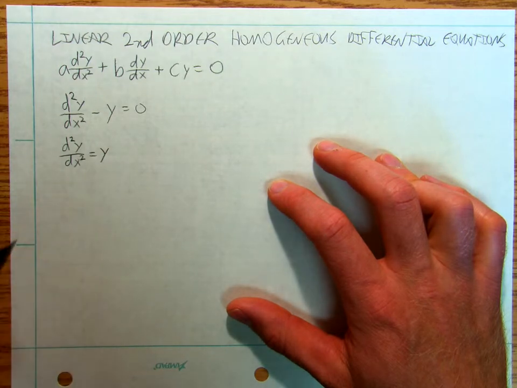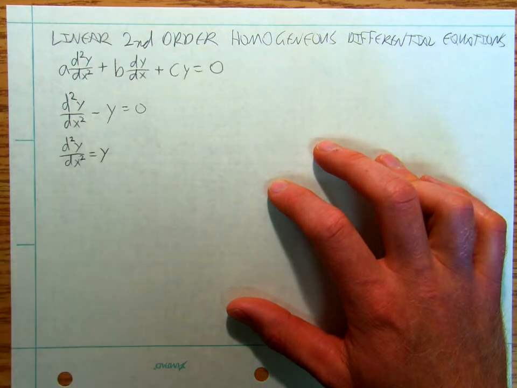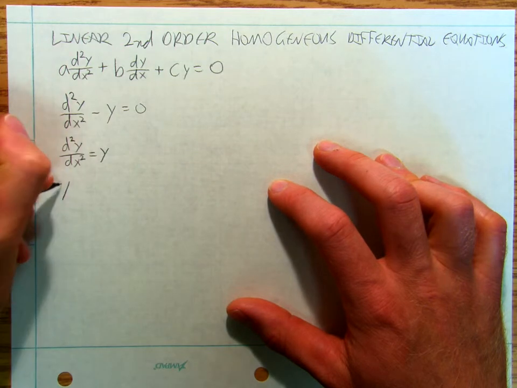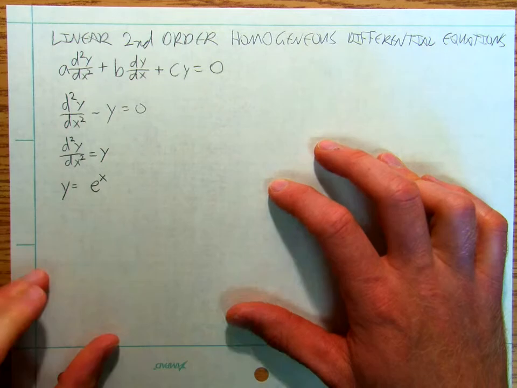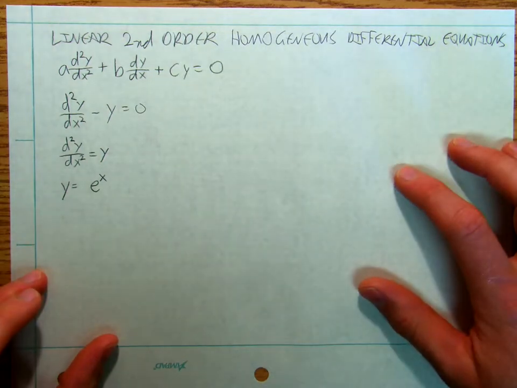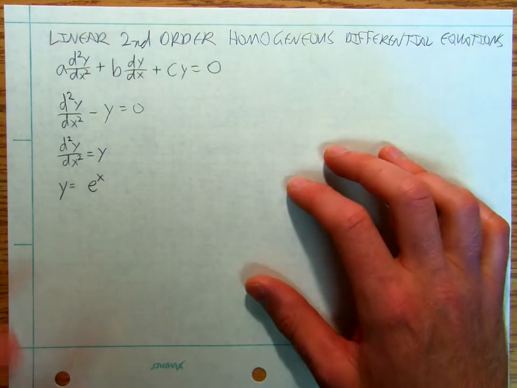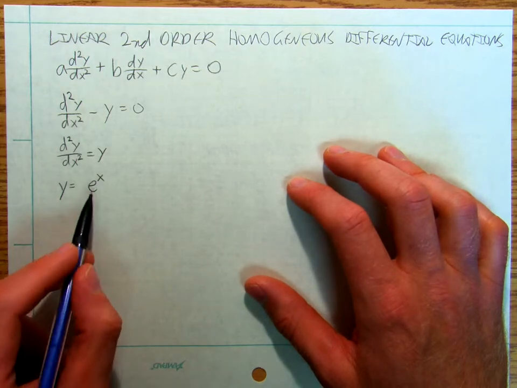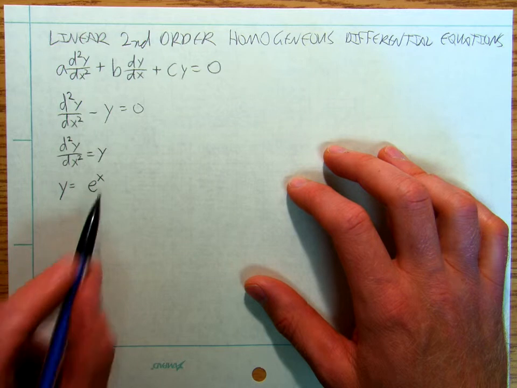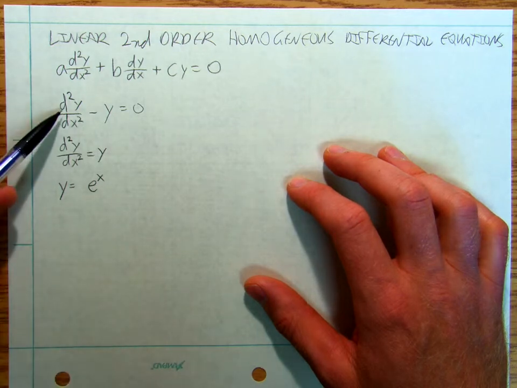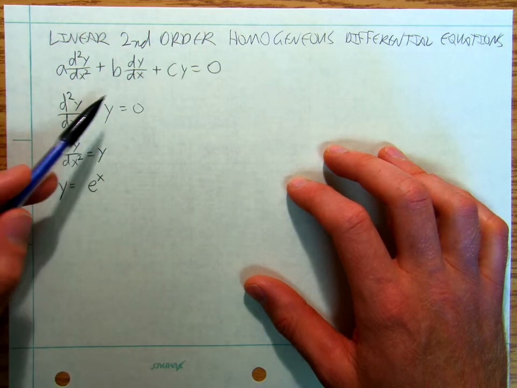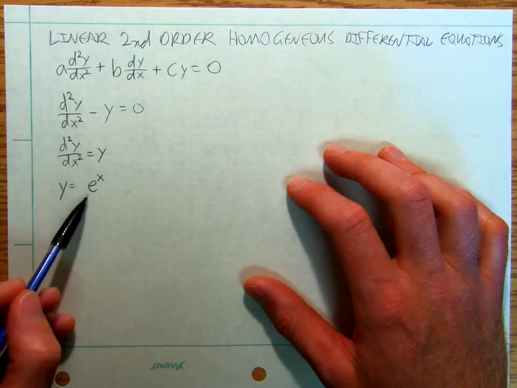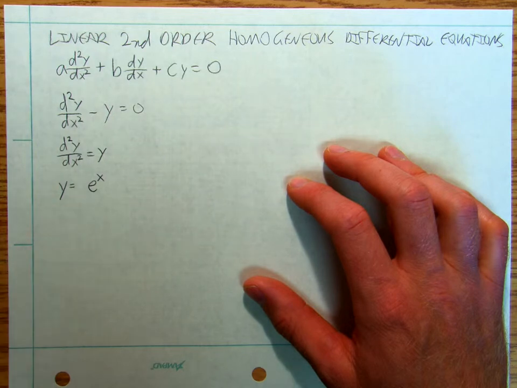Well, think about that. Okay, so if you said y is equal to e to the x, you're going to be partially correct. Because the first derivative of that is e to the x. The second derivative of that is also e to the x. And so we're going to get e to the x minus e to the x equals 0, and that works just fine. Okay, why did I say that's partially part of it?